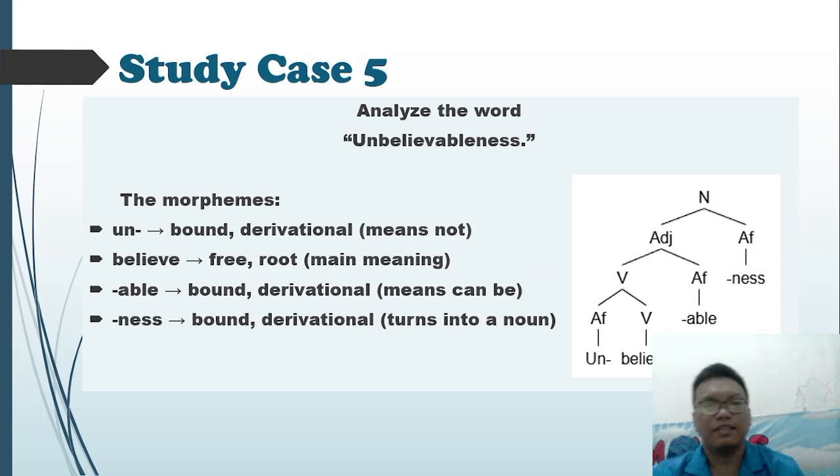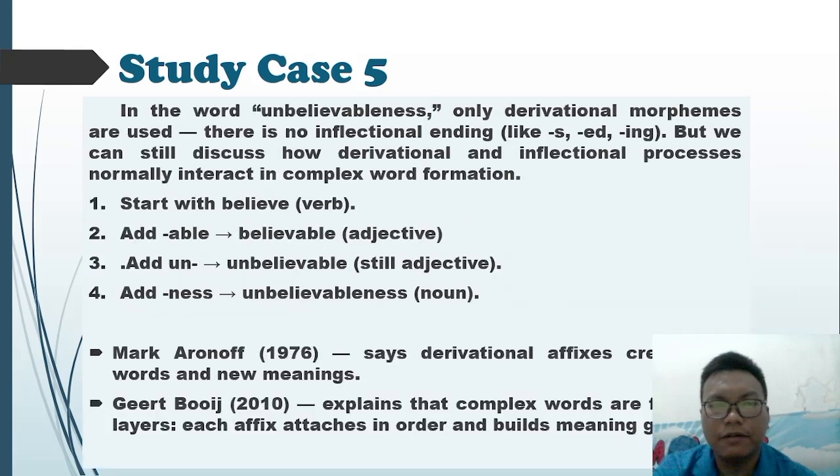So now into case 5, to analyze the word "unbelievableness." The morpheme "un" is a bound morpheme, a derivational one. "Belief" is a free morpheme, the root, the main meaning. "Able" is a bound, derivational morpheme meaning "can be." And "ness" is a bound, derivational morpheme that turns the word into a noun. In the word "unbelievableness," only derivational morphemes are used. There are no inflectional endings like -s, -ed, and -ing.